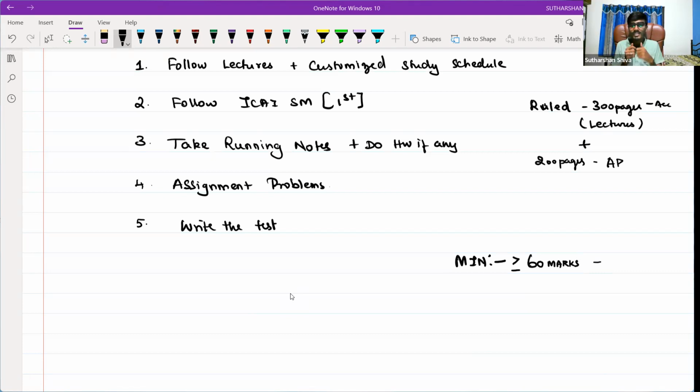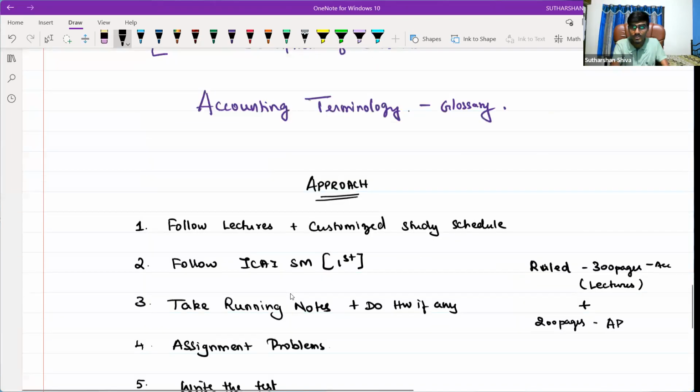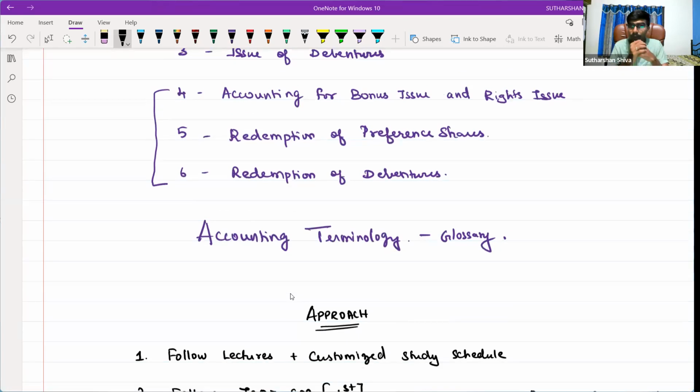And then write the test as per the given schedule. If you follow the whole process, then results will easily take care. Believe me and trust me, I will make sure you get above 60. So this is the entire approach to paper number 1. I hope you have understood the approach for paper number 1.